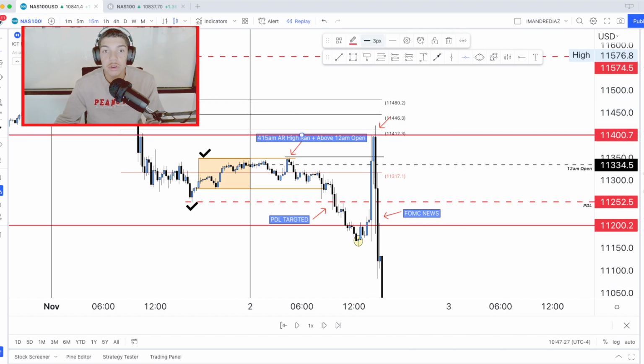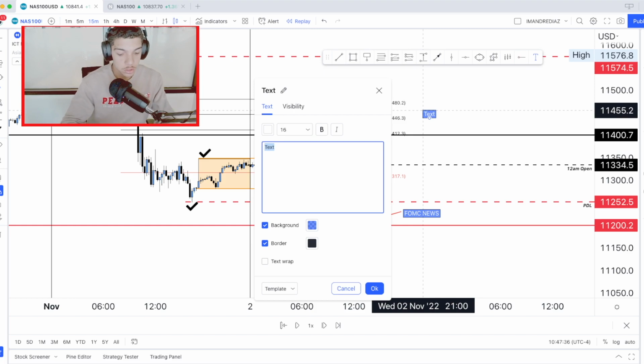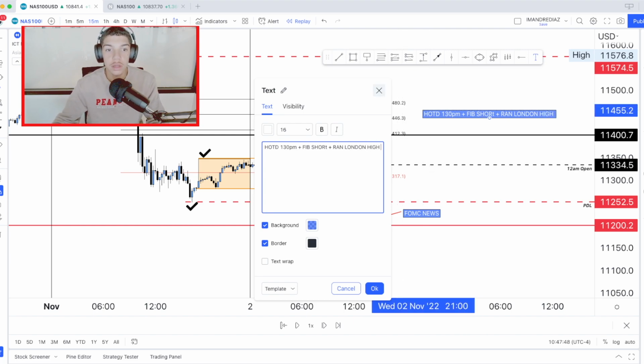big figure level at what time? 1:30. So 1:30, let's annotate that. And that was the high of the day. So we have the high of the day at 1:30 p.m. after price ran into the fib short, along with running the London high. And then we also had the 11,400 big figure level.